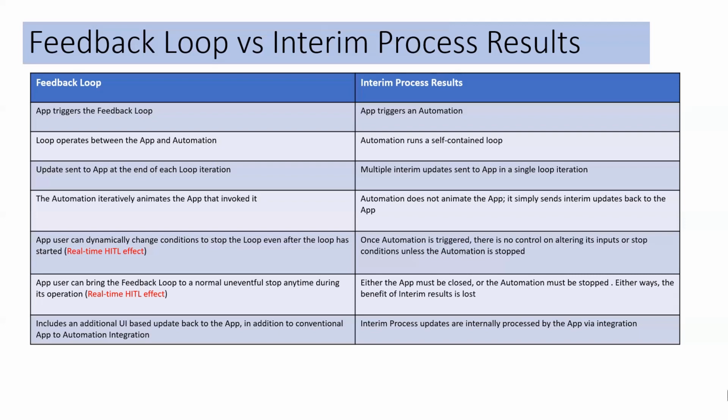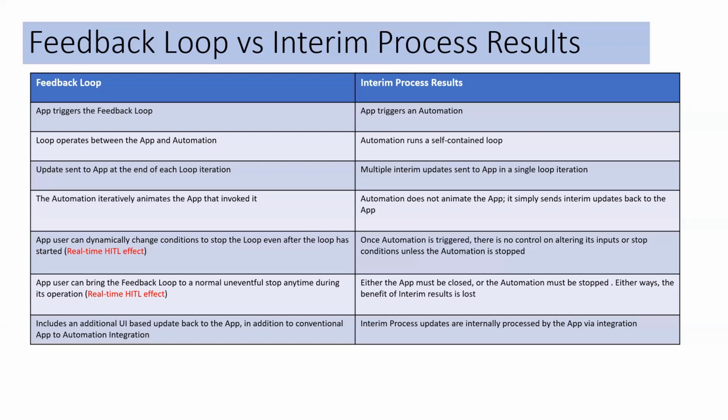But in interim process results, what happens is the app will start the automation, but that's the end of it. Then the app has to wait and get the results back from the automation and update the UI, right? Yep. One of the things we spoke about, I think it's line number 1, 2, 3, 4, the 5th line, is a real-time effect, right? The human in the loop. In the feedback loop, the user can go and change the start and end conditions or the stop conditions, but in interim results, it's a one-way street. You start the automation, it keeps running, and your app has to wait until the automation is done.